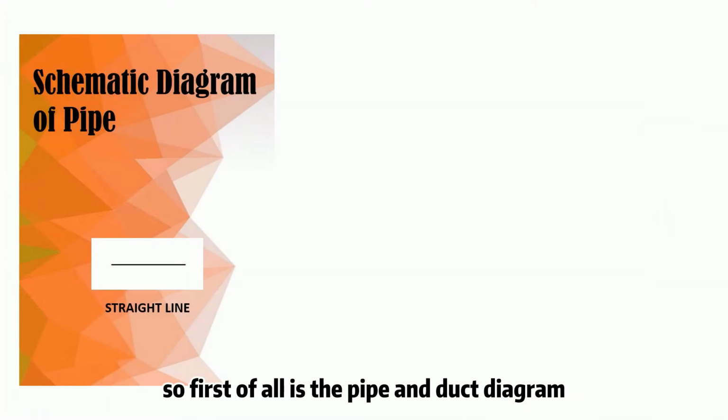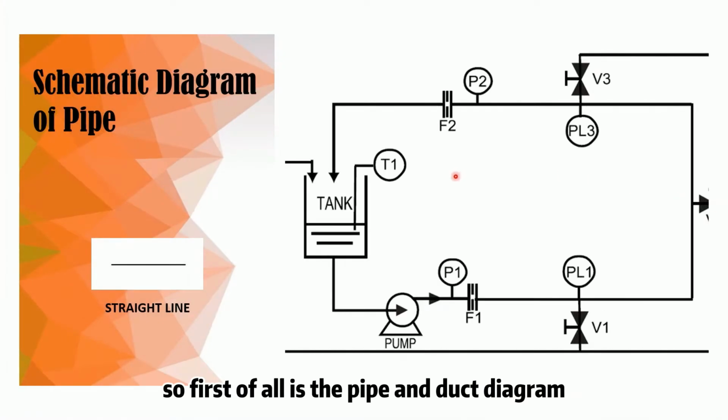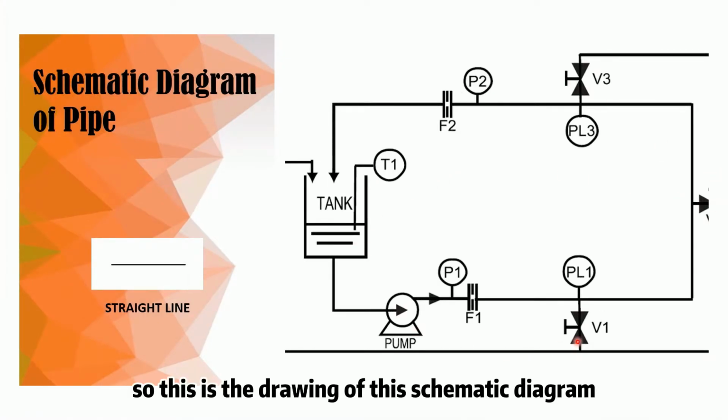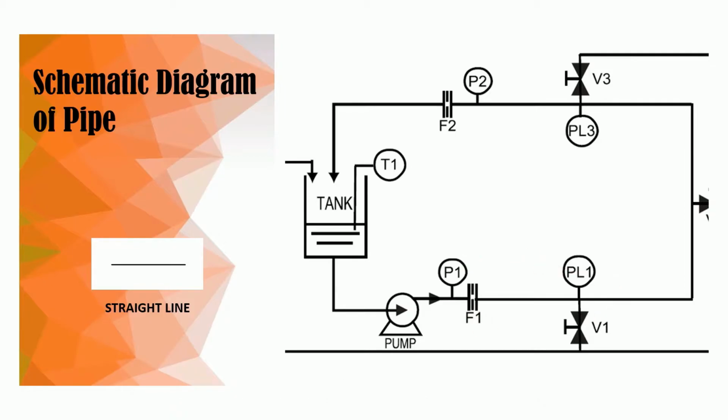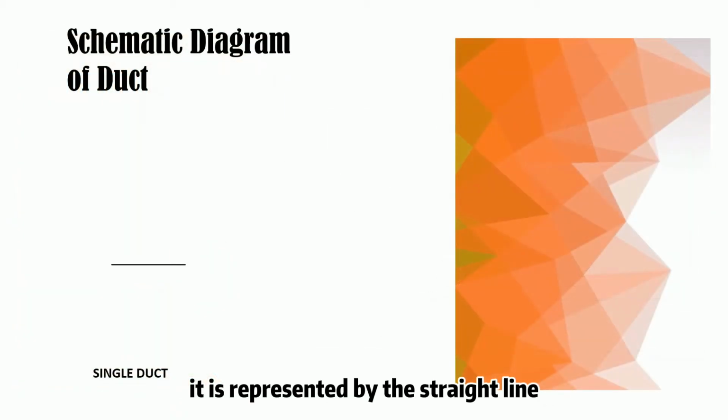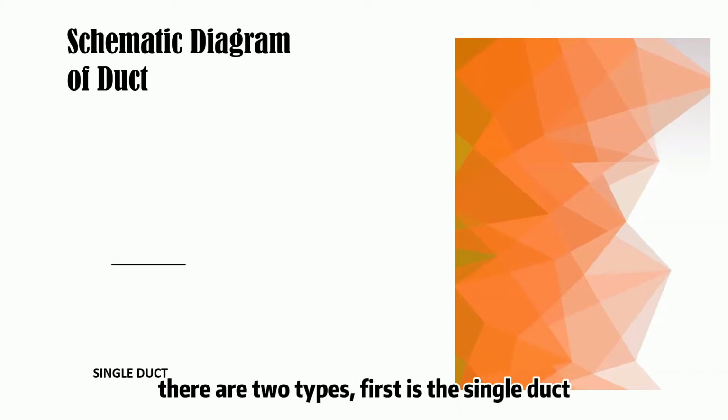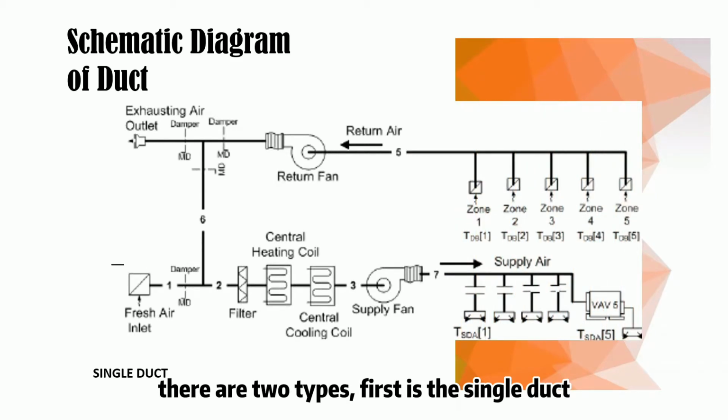So first of all is the pipe and duct diagram. This is the drawing of the schematic diagram for the pipe. It is represented by the straight line. However, for duct, there are two types. First is the single duct.